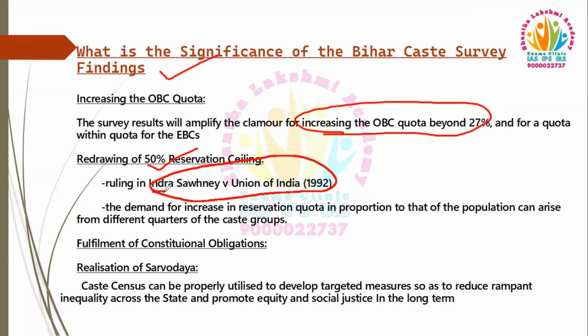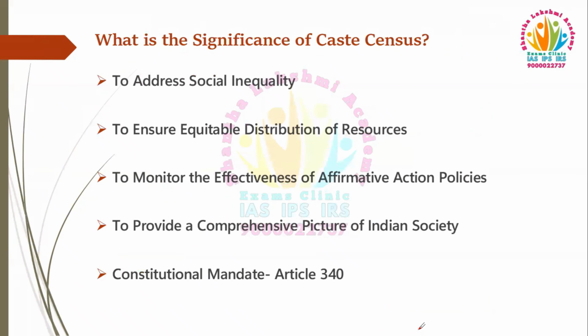The findings of the Bihar caste survey would also help us in fulfilling our constitutional obligations under Article 16 of the Constitution, where the state ensures equality of opportunity to SCs, STs, and socially and economically backward classes, and also to achieve the objectives under the DPSPs. Next, it would help us in the realization of Sarvodaya, to develop targeted measures to reduce the inequality in the state and to promote equity and social justice in the long term. Next, the significance of caste census.